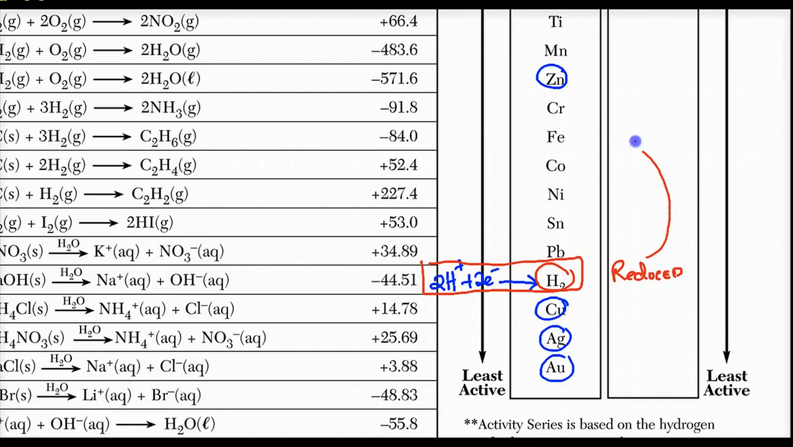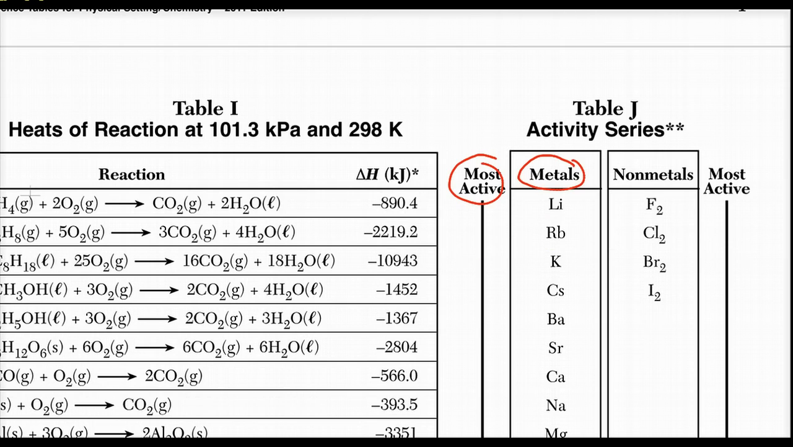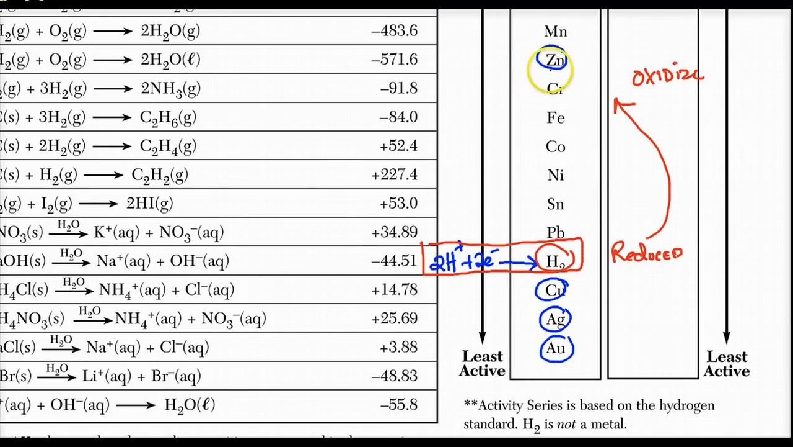So therefore, I need something above it to oxidize. And that's how this table works, because it's a list of metals. The most active metals are the ones that lose electrons the best, or oxidize the best. So if this is going to be spontaneous, if this is going to work, we have to have a metal that's strong enough of pushing its electrons onto the H plus. And a way to do that is saying that the one who oxidizes has to be above the one who reduces on this side of the table.